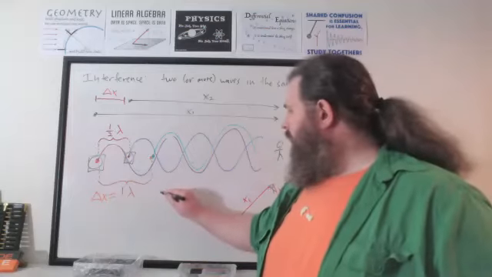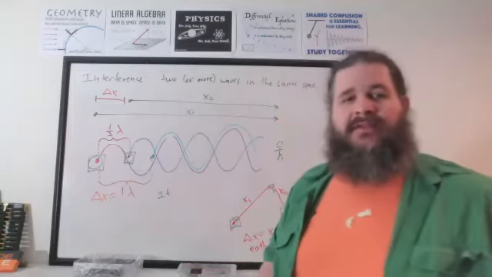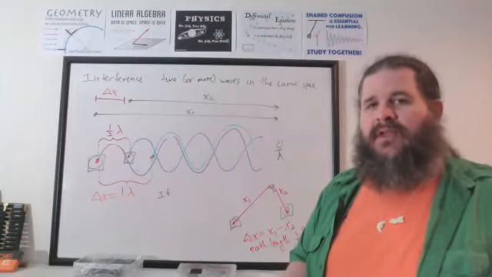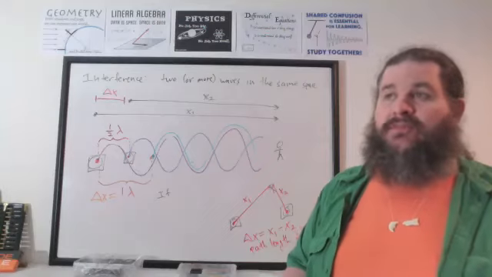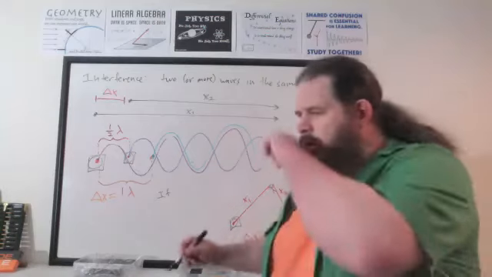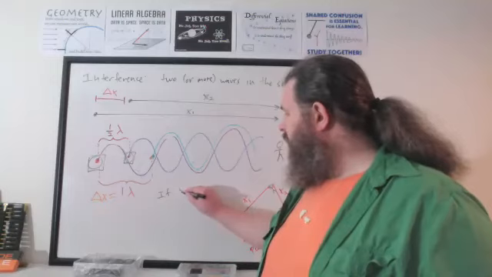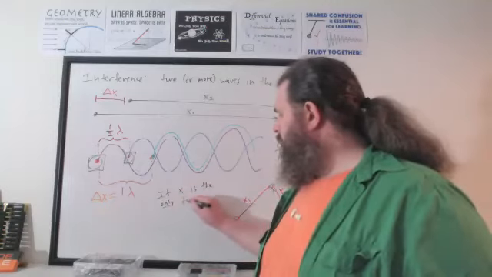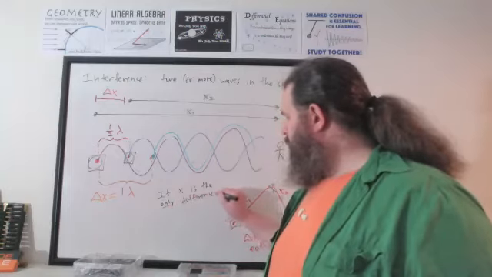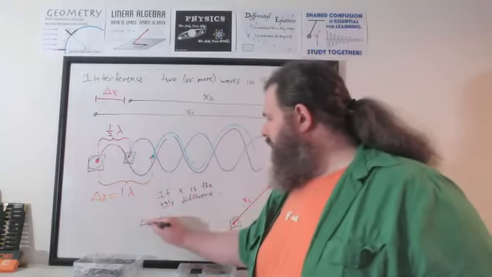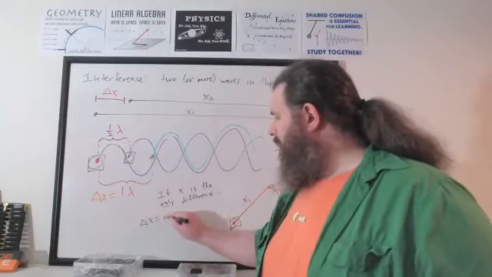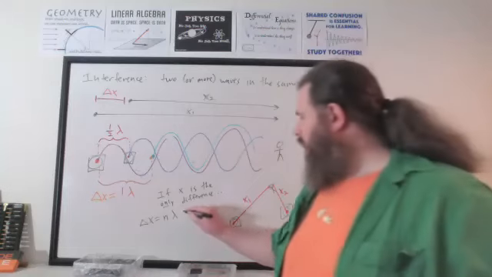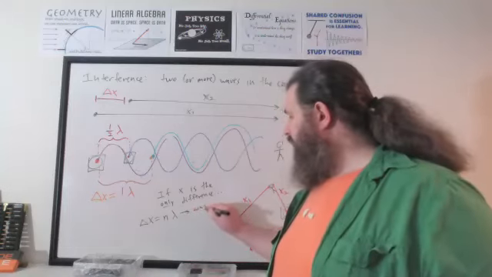So in general, and this is assuming that the path length difference is the only difference, there could be other things changing. Maybe they're different frequencies. Maybe their phases are out of phase, their sources are out of phase. But in general, if the path length is the only difference, then delta x being a whole number of wavelengths, n, gives us constructive interference.